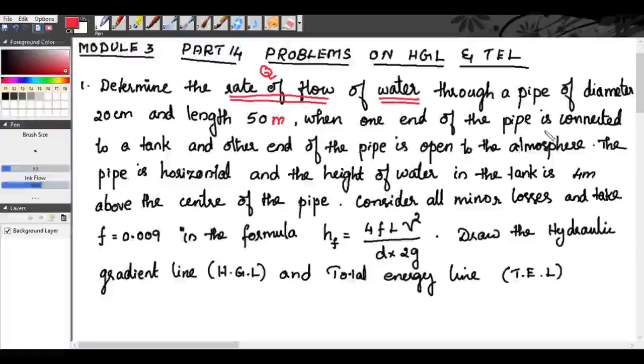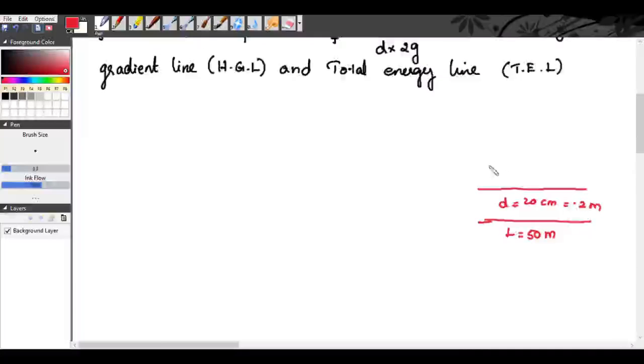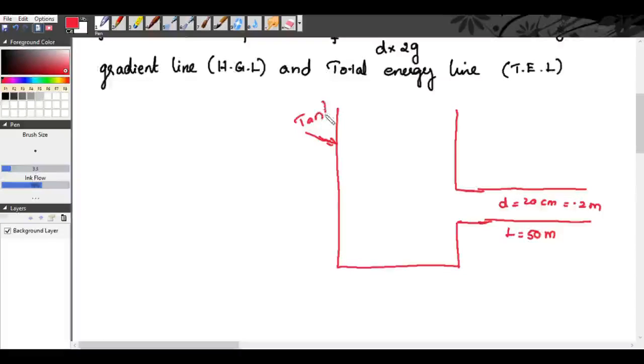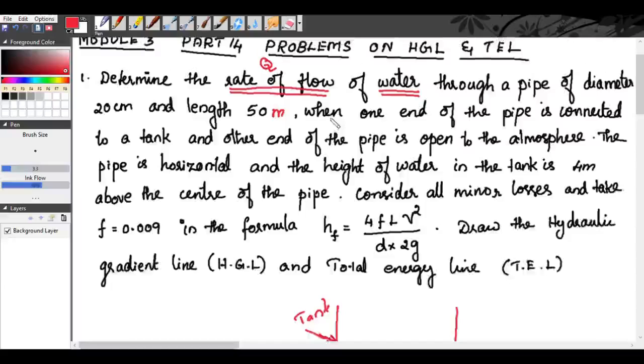One end of the pipe is connected to a tank and the other end of the pipe is open to the atmosphere. So this is the tank, right? One end of the pipe is connected to the tank and the other end is free to the atmosphere. The pipe is horizontal and the height of water in the tank is 4 meter.